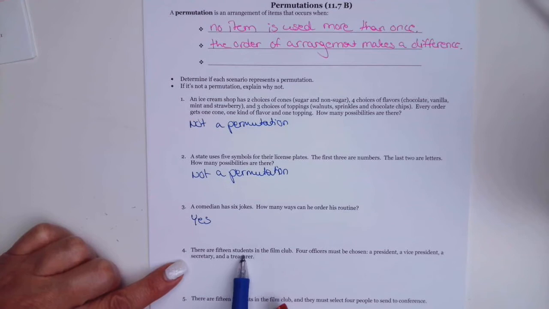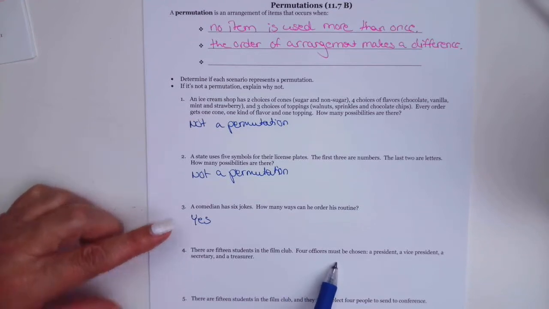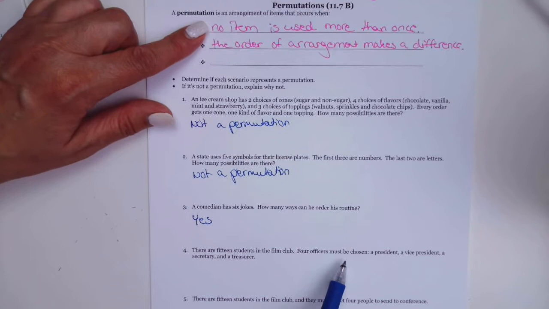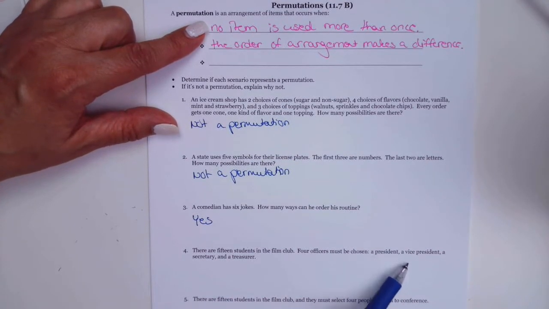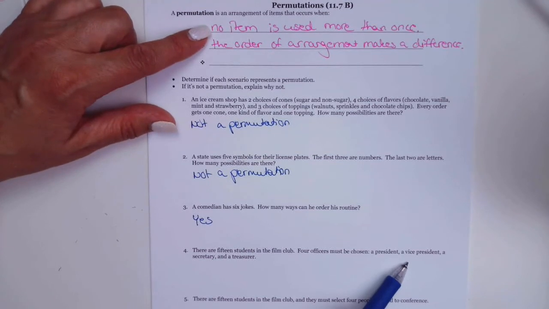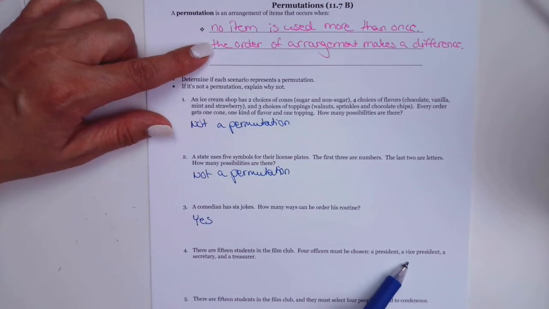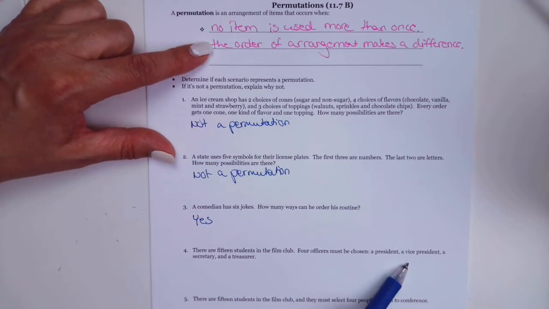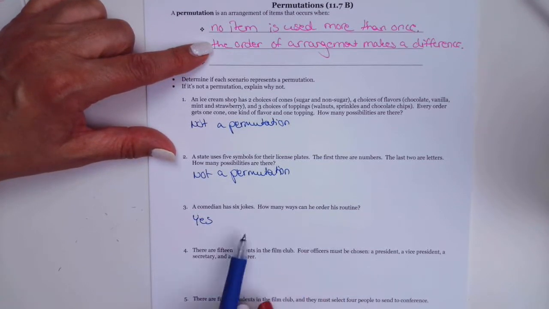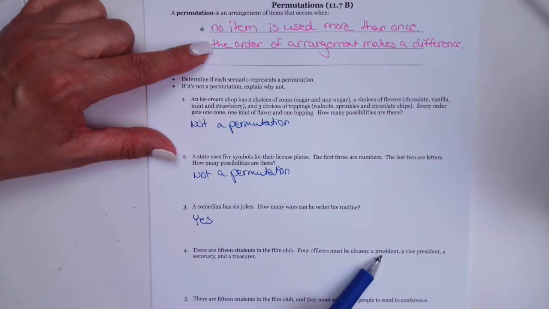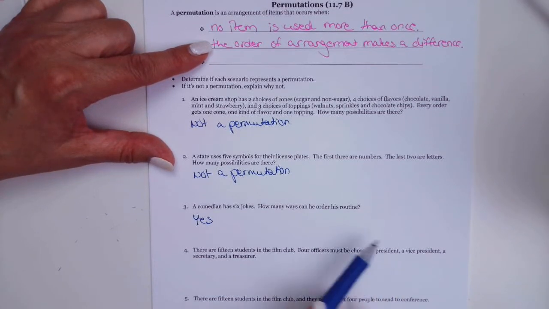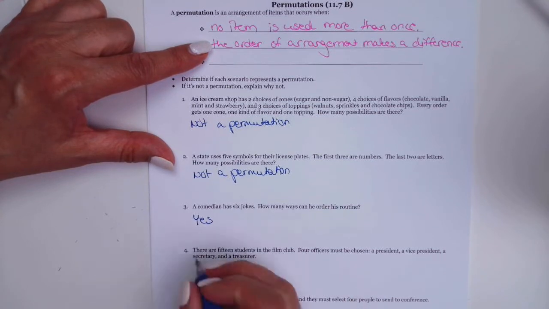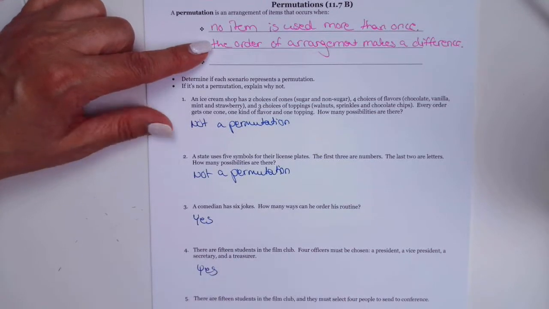So yeah, 15 students, and then we're going to choose 4 officers. Well, we can only use 1 student for each role. So we cannot use the same student for a president and a vice president. So this first one is true. The order of arrangement makes a difference. Yes, it does. So then when these are chosen, usually in these cases, you choose the president first, so then the ones who don't get that spot can run for a vice president or a secretary or a treasurer. So yes, this is a permutation.